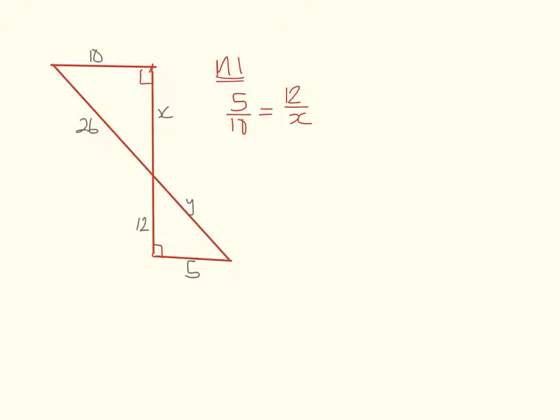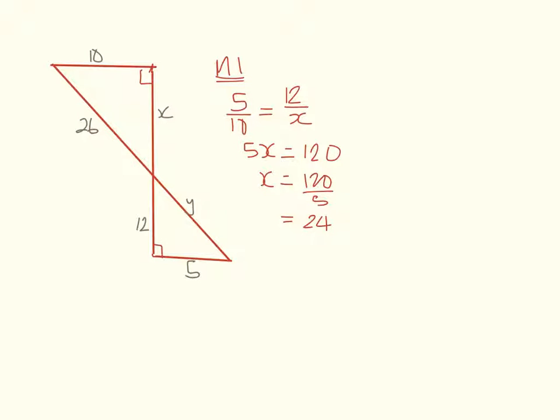All right, just the same trick I showed you before. We will cross multiply, so 12 and 10 will multiply, 5 and x will multiply. So 5 times x gives us 5x equals 12 times 10, which gives us 120. To finish off, x is going to be equal to 120 divided by 5, which gives us 24. So we'll do 120 divided by 5 there, and that will give us 24.